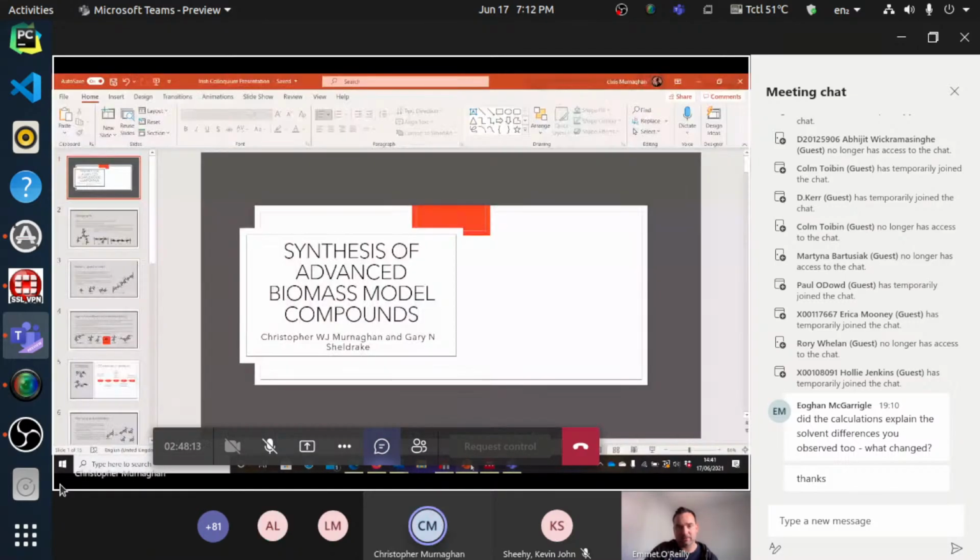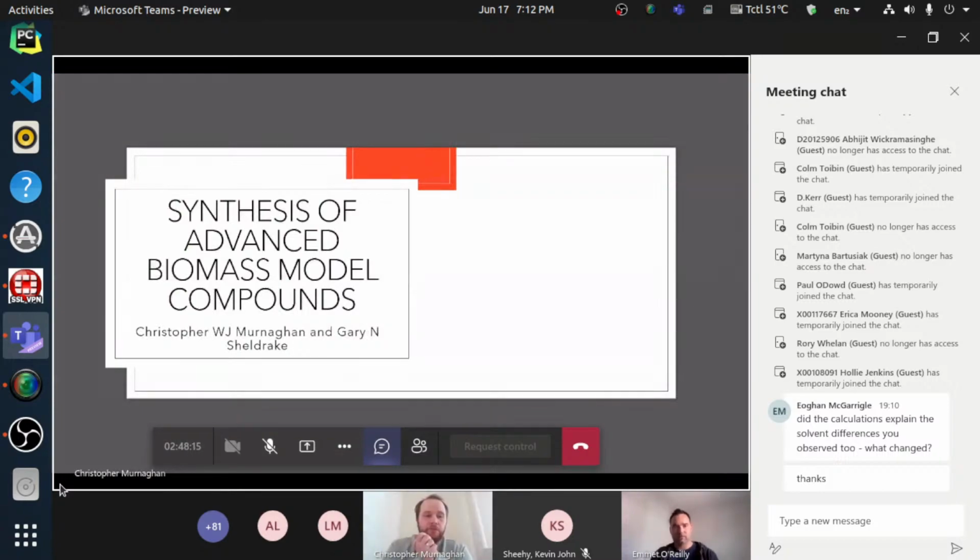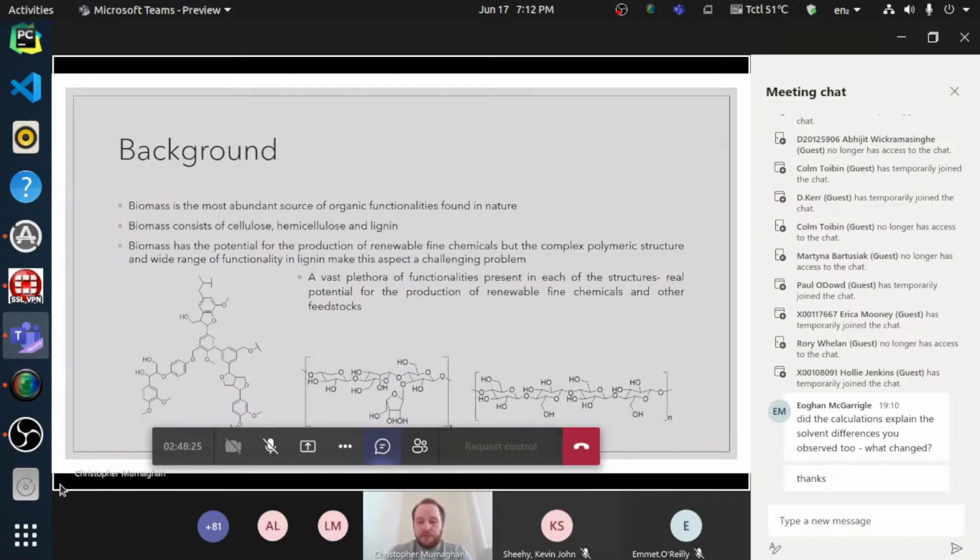Thank you. So hi everyone. The title of my project is Synthesis of Advanced Biomass Model Compounds. A bit of background to begin with. Biomass is formed from three major components. You have lignin, which is the sole aromatic component of biomass. It's formed from the radical coupling of three monolignol species.